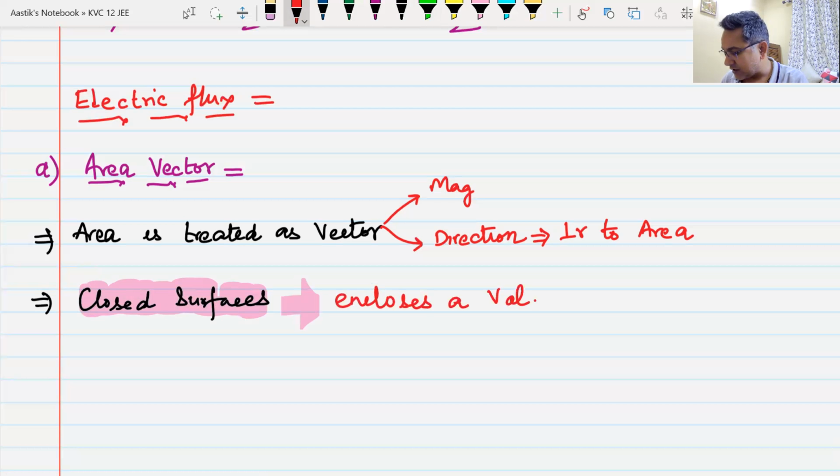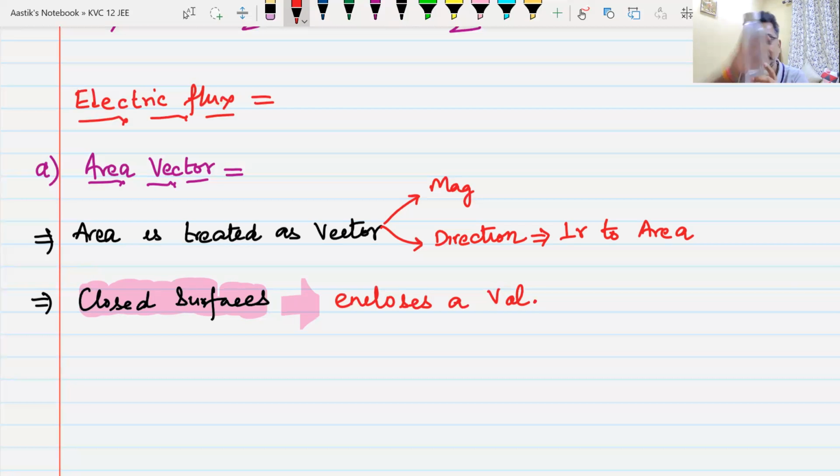Any surface which encloses a volume is known as a closed surface. Example, this bottle. This bottle has a volume. This is a closed surface. If I move around this surface, I will always remain on the outer surface and I will never get inside this. So it has a distinctive boundary between outer surface and inner surface.